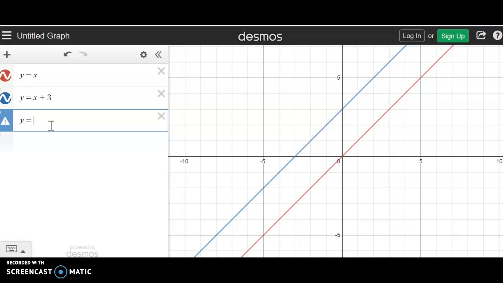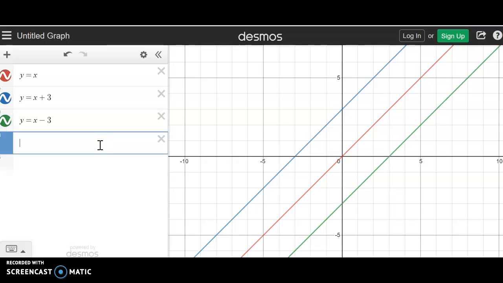Okay, so if we do y equals x minus 3, and you already know this, it's going to take the parent function and move it down. All it's doing is taking this parent function and dragging it to this point and redoing it.